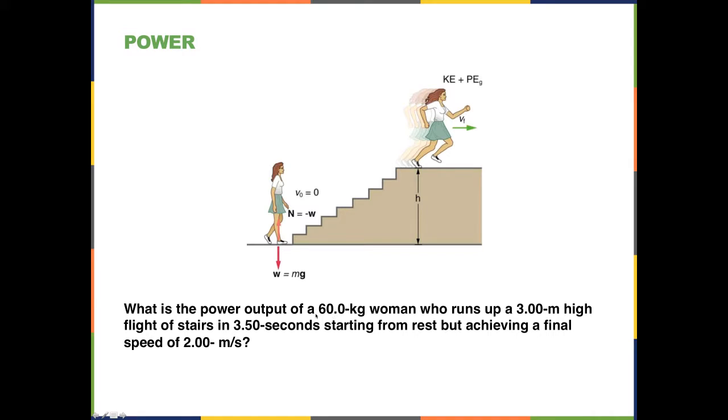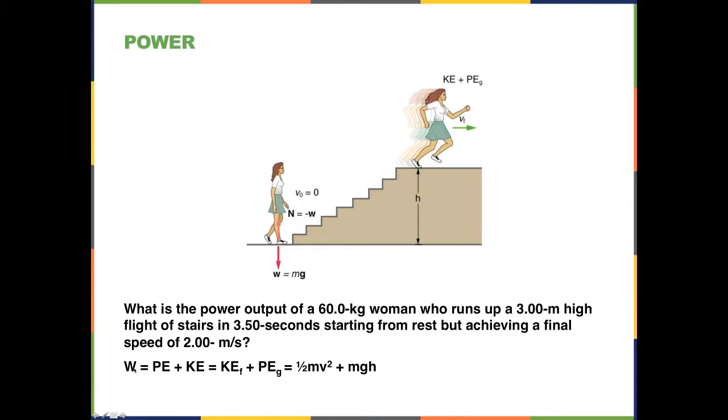What is the power output of a 60 kilogram woman who runs up a 3 meter high flight of stairs in 3.5 seconds, starting from rest but achieving a final velocity or speed of 2 meters per second squared? So she climbs this 3 meters, h here is 3 meters. So you have a potential energy change, you have a kinetic energy change. So you have to use both of those in order to calculate the total, and the time that she does it is 3.5 seconds.